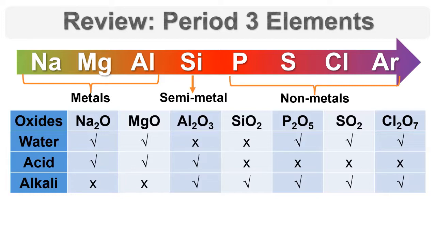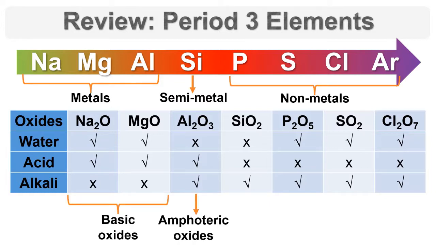Going across Period 3, the properties of oxides change from basic oxide to amphoteric oxide, and then to acidic oxide. Group 1 and 2 elements form metal oxides that are basic. When dissolved in water, both basic oxides will produce alkaline solutions. Basic oxides also react with acid to form salt and water.